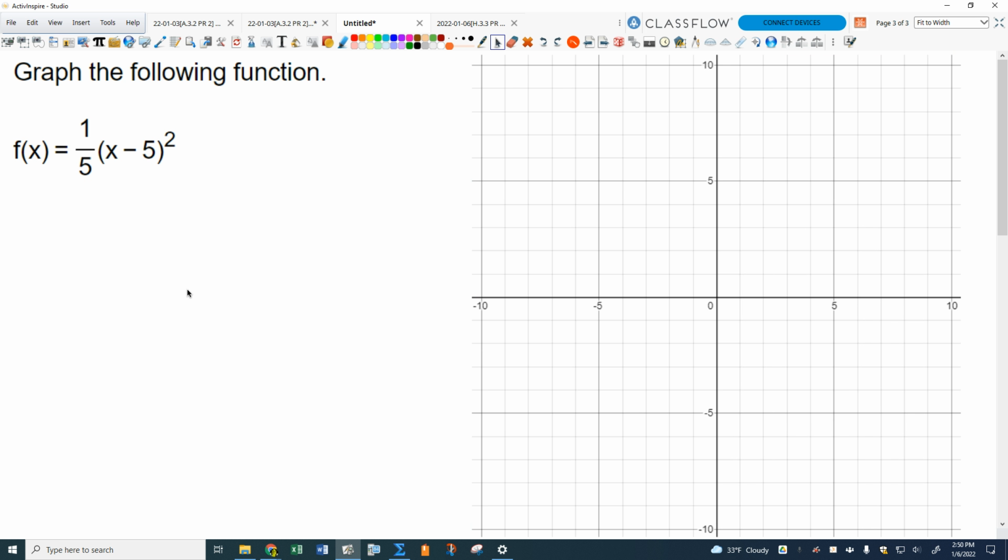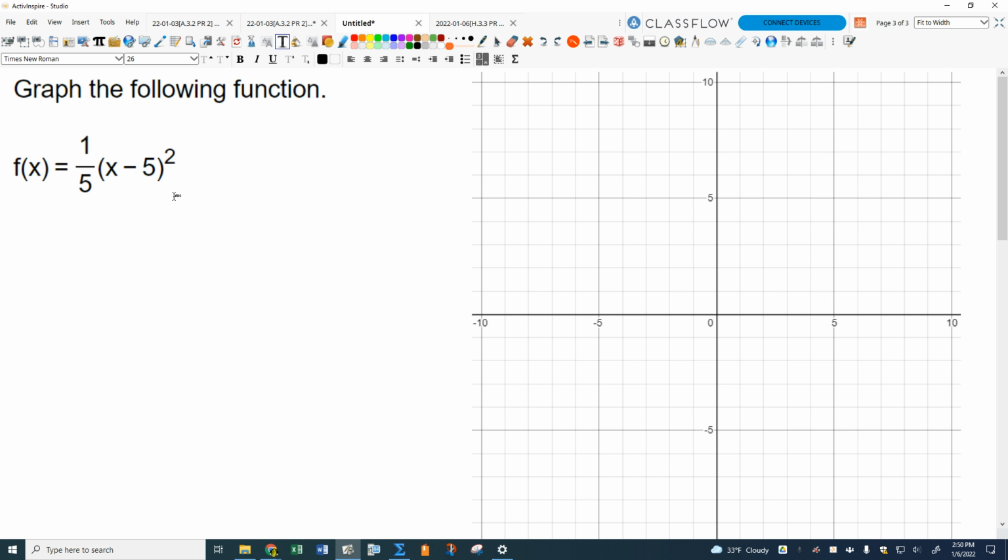Okay, so our parent graph this time is x squared. What are the values of a, h, and k? I'm going to type them in here just because I'm writing so badly with this new pen. What are the values of a, h, and k? What's a? 1/5. Everybody agree? Okay, good. That's the number that's outside. So a equals 1/5.